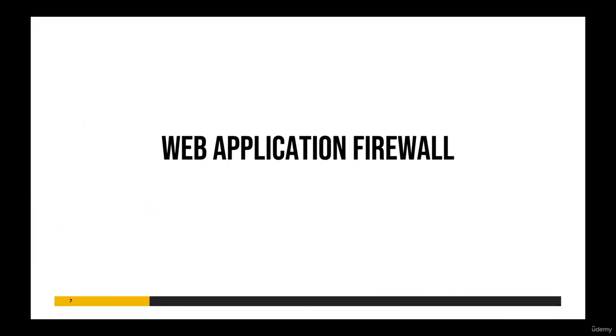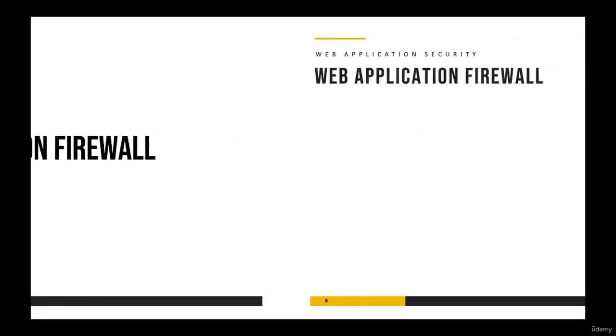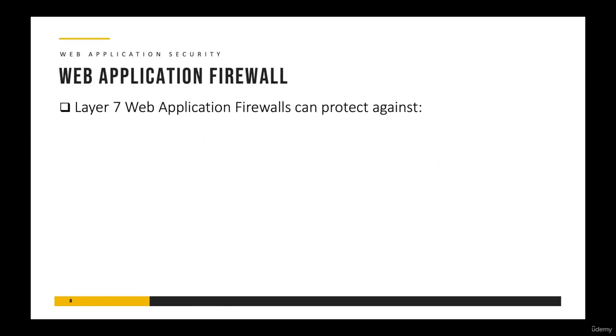So the final solution that we are going to discuss is web application firewalls. Now layer 7 web application firewalls can protect against a number of attacks such as SQL injection attacks, cross-site scripting attacks, malware, and several other types of attacks. The reason that layer 7 web application firewalls work so efficiently and effectively is that they do not perform basic scanning. For example, traditional firewalls just looked at the headers, for example, transport header, application layer header, IP headers, port information, IP addresses, and other things. But a layer 7 web application firewall can perform deep packet inspection.